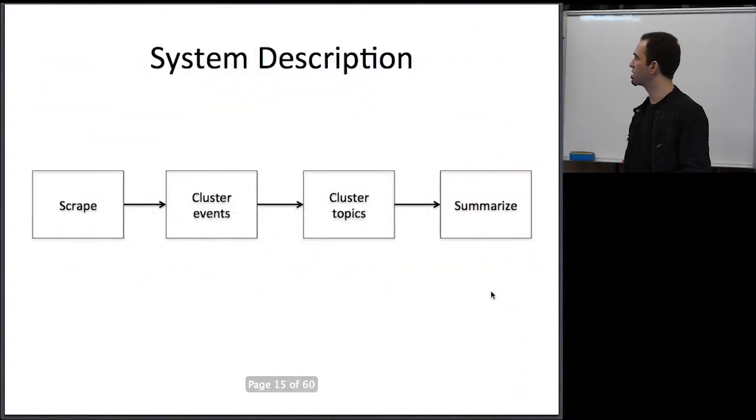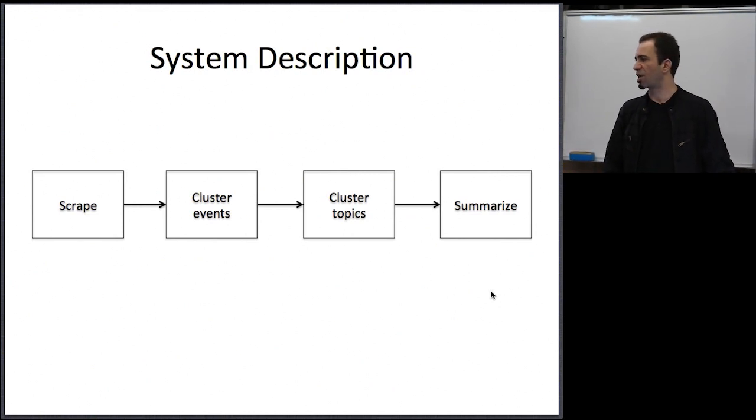This is sort of how this system is put together. The first thing you've got to do is actually get the information. So it's this big web scraper that reads all of these different news sites. And then one of the main things it does is it tries to group together all of the stories that are actually about the same thing.